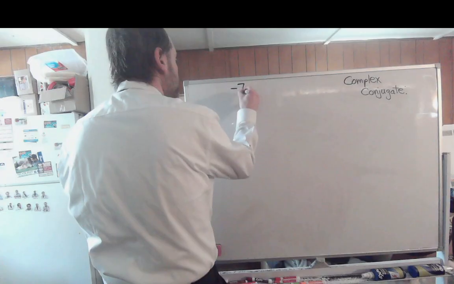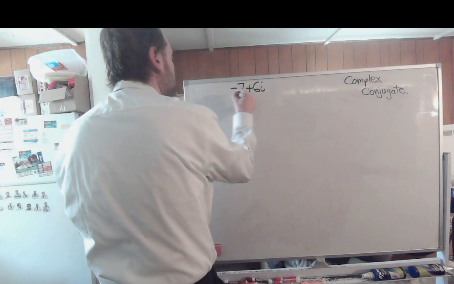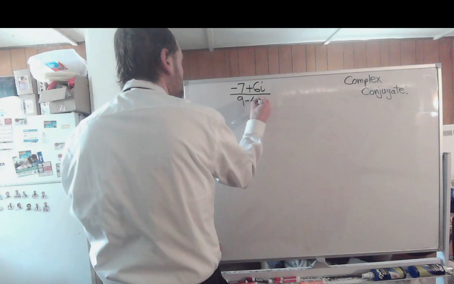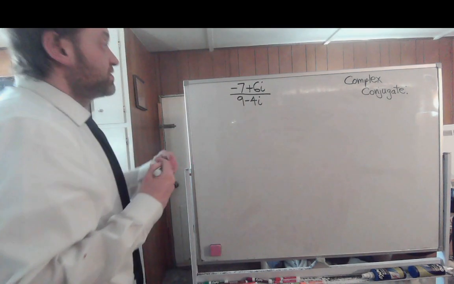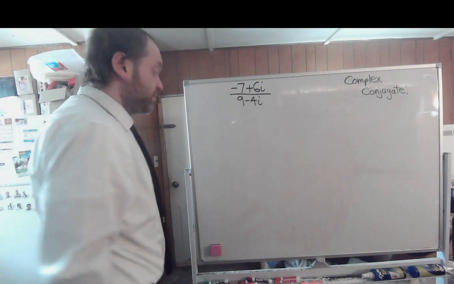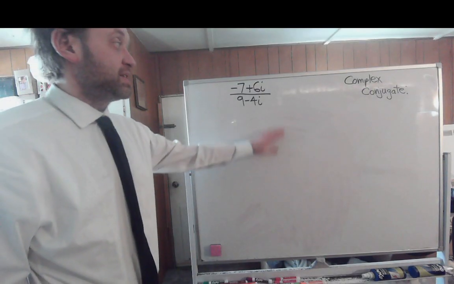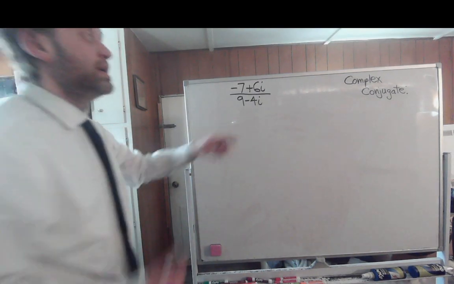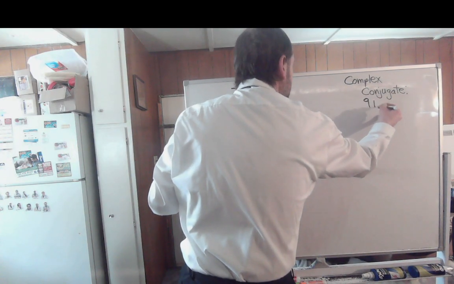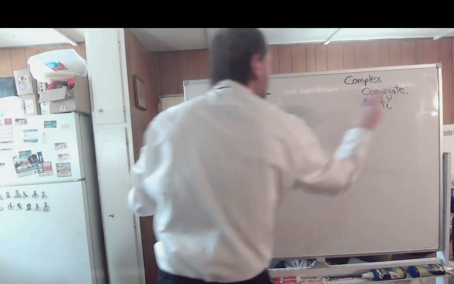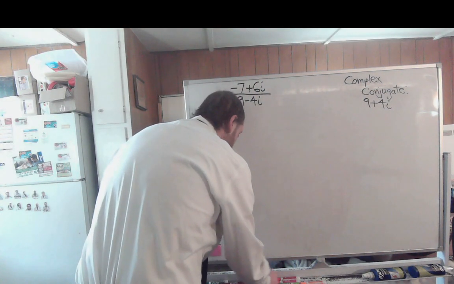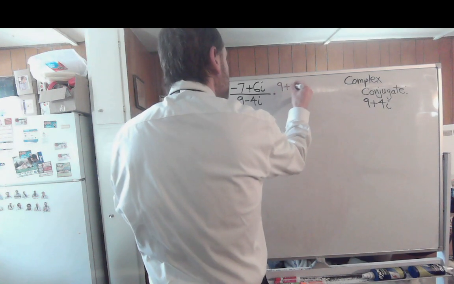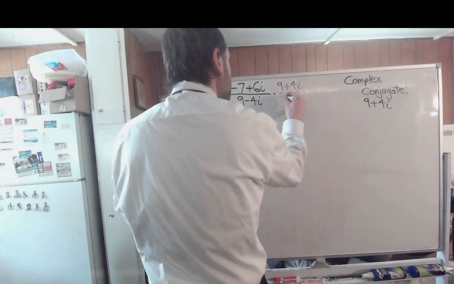We have negative 7 plus 6i, all divided by 9 minus 4i. Well, we need to rationalize the denominator by the complex conjugate. The complex conjugate of 9 minus 4i would be 9 plus 4i. So we'll multiply both the numerator and denominator by 9 plus 4i. So let's go ahead and do that right now. So 9 plus 4i over 9 plus 4i.